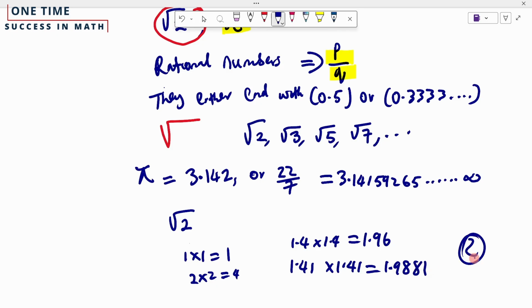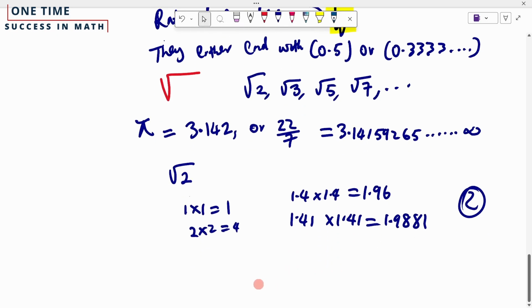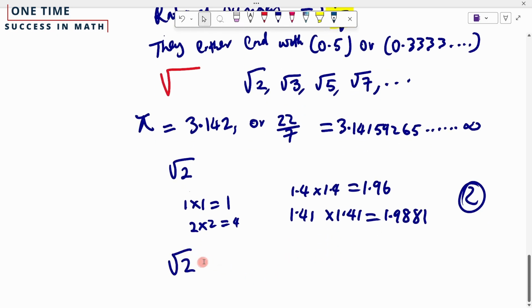So the actual value of the root of 2 will be, let's say, 1.1441356.